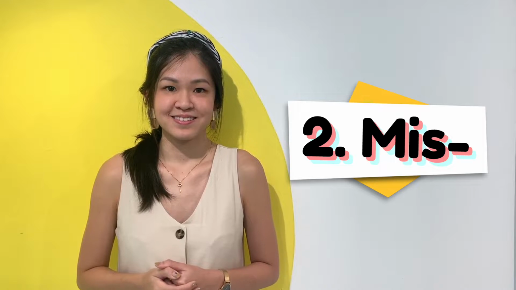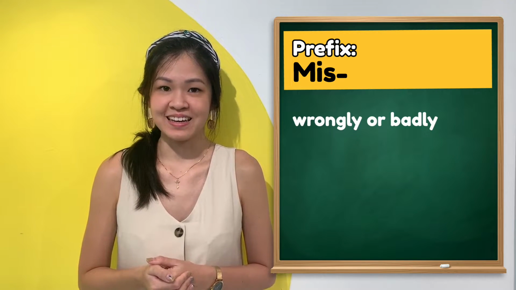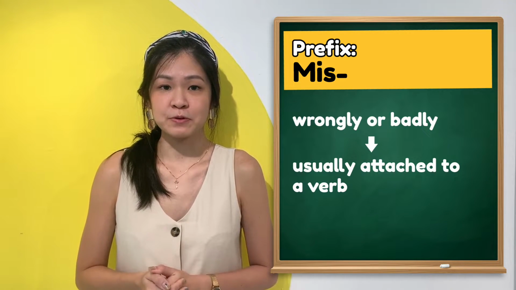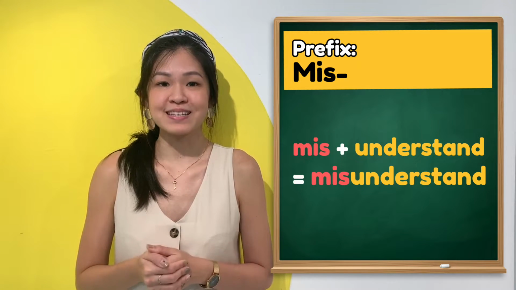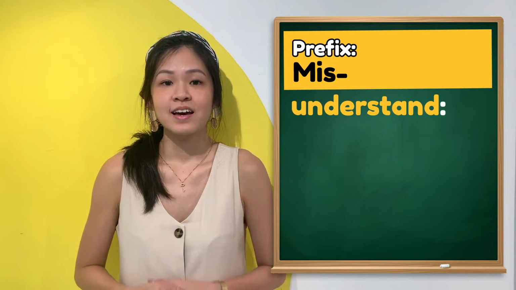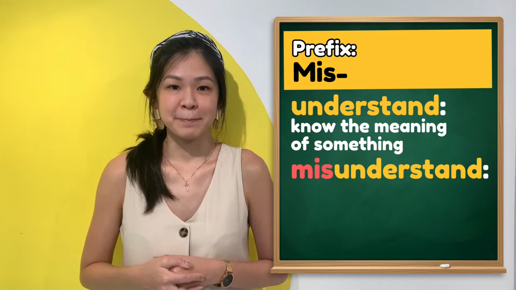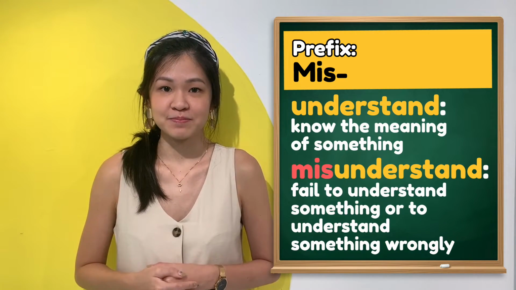Number 2, MIS, mis. The prefix mis means wrongly or badly, and it is usually attached to a verb. For example, by adding mis to the verb understand, we will have misunderstand. Understand means to know the meaning of something, while misunderstand means to fail to understand something or understanding something wrongly.